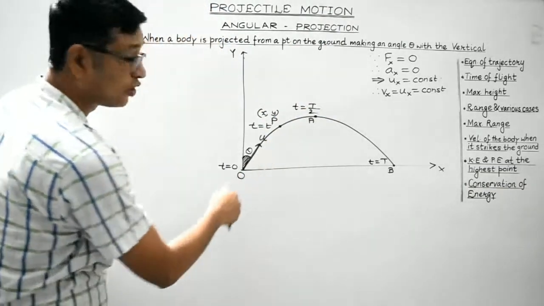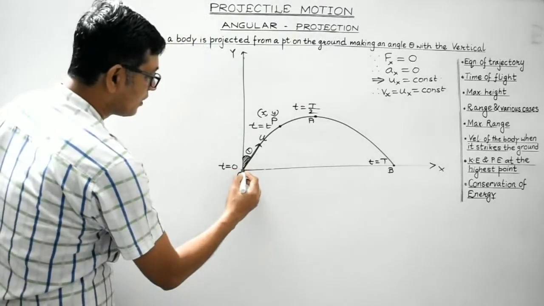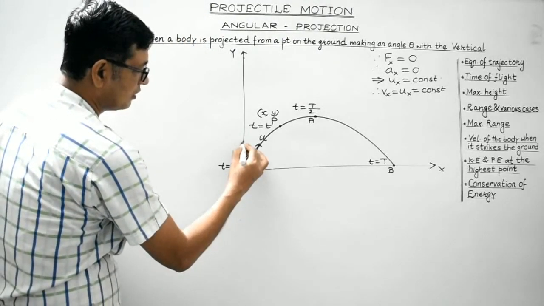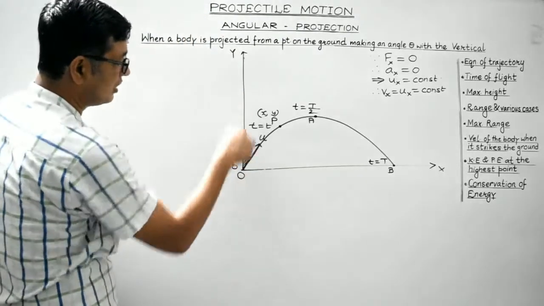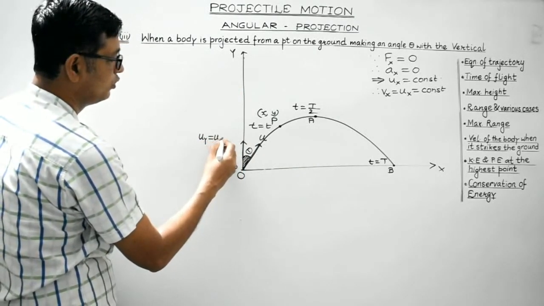So let's resolve u into two perpendicular components, right? This component of the velocity is making an angle theta with the vertical. So therefore, the initial vertical component of velocity would be u cos theta.